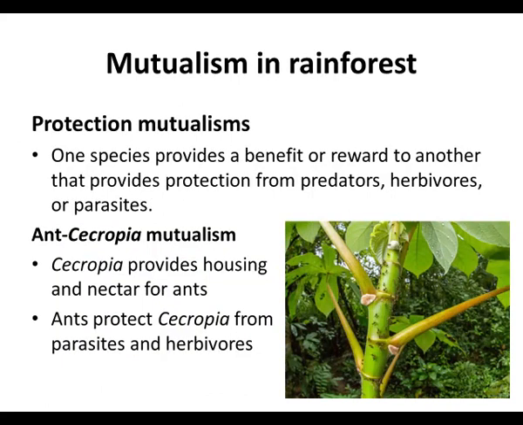Another category of mutualism is protection mutualism. Basically, one species provides a benefit to another that provides protection from predators, herbivores, or parasites. One classical example from the rainforest is ant-Cecropia mutualism. We discussed this plant even before. Cecropia species are widespread in rainforest, and this is a successional species, right? So if you go to a forest gap, you can easily find these plants, and if you find one of these plants, have a closer look.